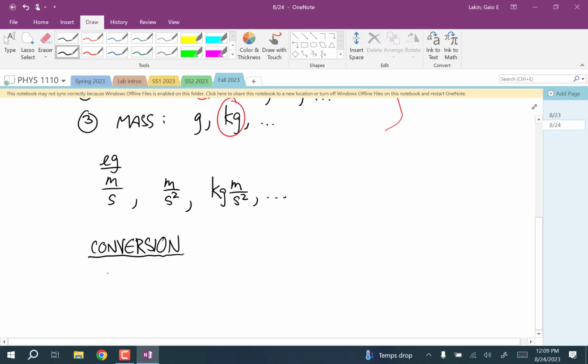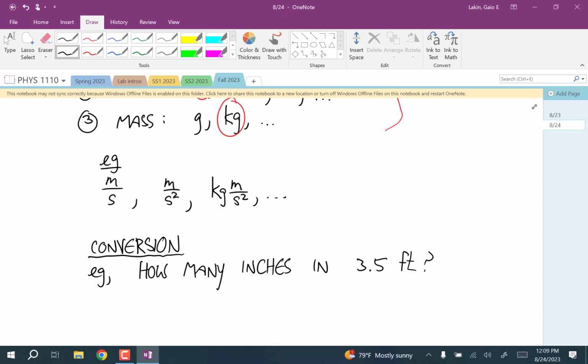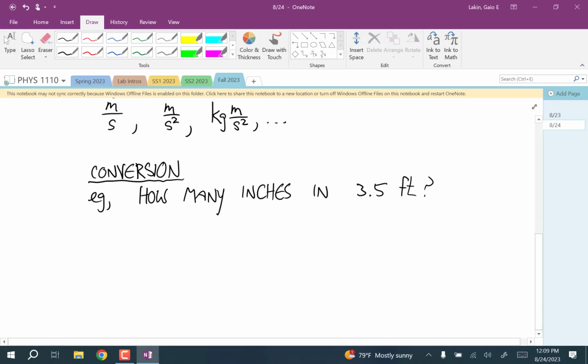So an example of this would be how many inches are there in 3.5 feet? Okay. To do this conversion, feet and inches have to be the same type of measurement. They are. They're both measures of length. You can't convert from feet to seconds. So there's sort of a general approach for going about this.